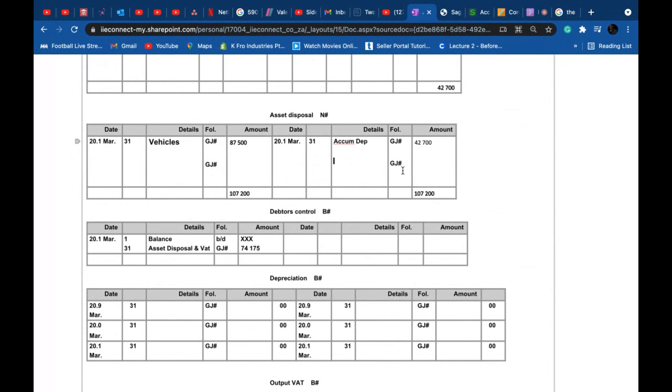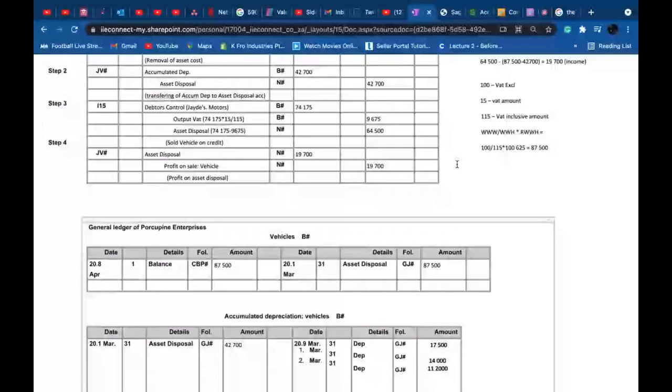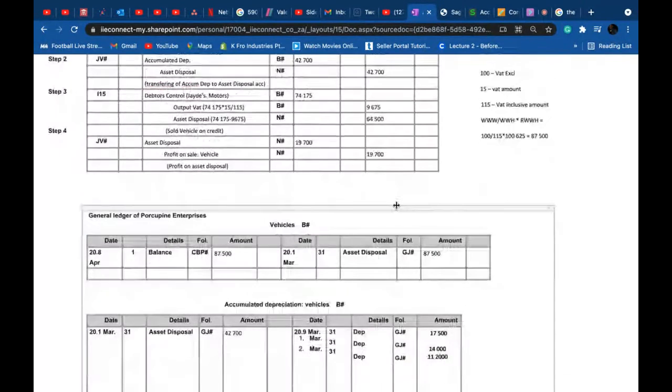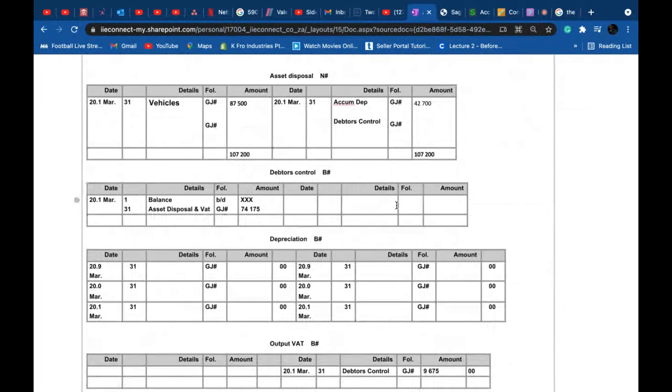Asset disposal, and there we said this is going to be debtors control. Remember, we had calculated the selling price exclusive of VAT over here. Exclusive of VAT, that was 64,500. So that's what we need to do here, 64,500. Can you see that?